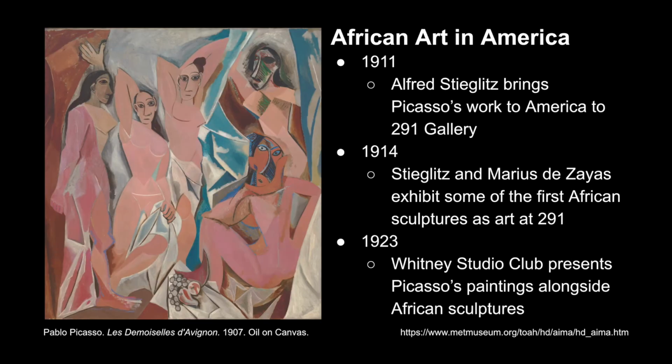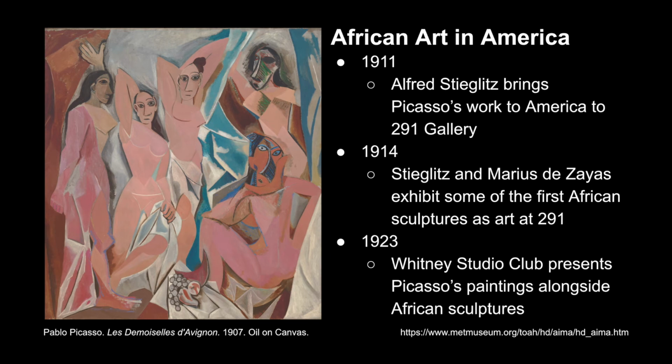In 1911, Alfred Stieglitz, who was another artist, brought Picasso's work to America for one of the first times. He showed it in 291 Gallery, which is kind of an odd name, but it's actually just the numbers of its address on 5th Street. And as we just saw in the previous image, and we see in this one, Picasso was hugely influenced by African art, particularly with masks, fragmentation, and abstraction.